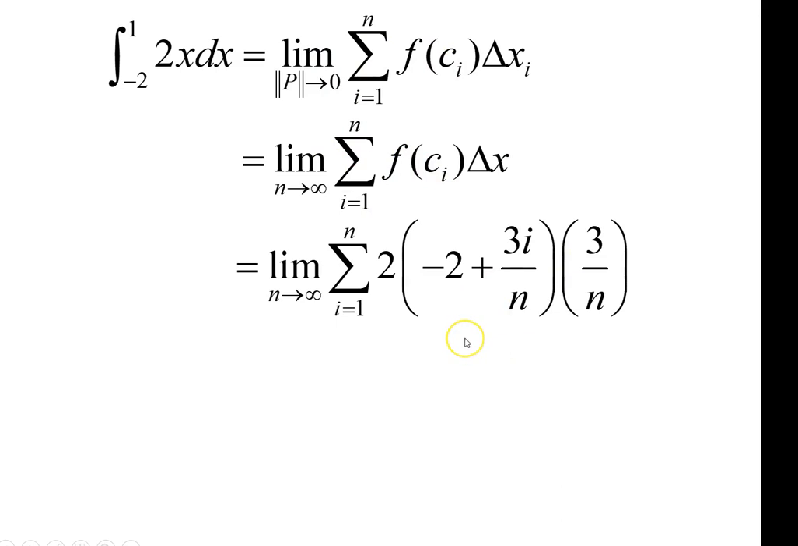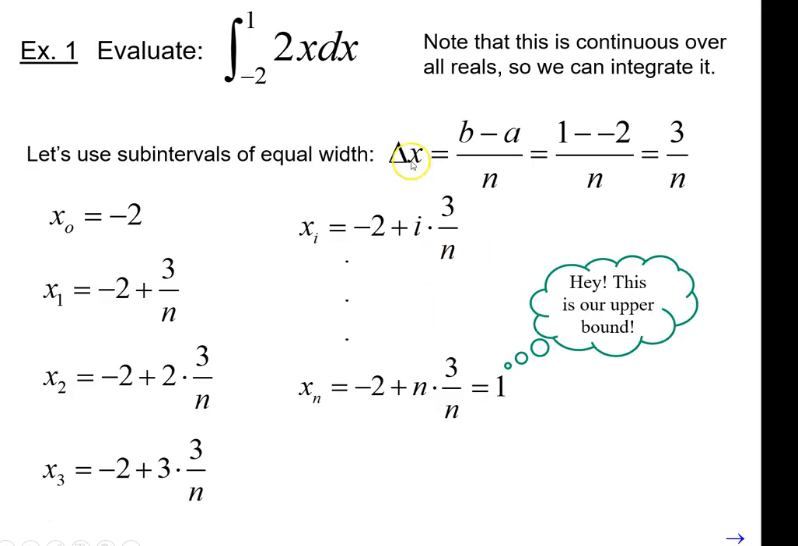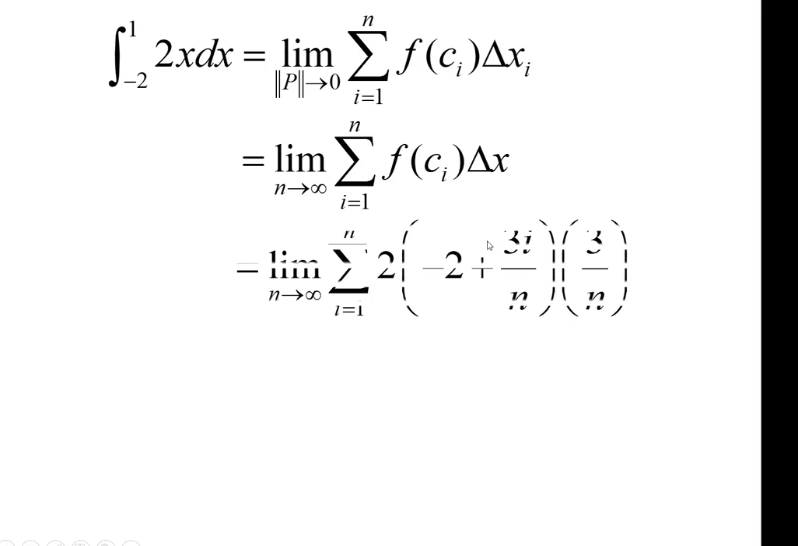If we put all of this together, though, remember what we did. We put the x sub i expression in place of the x for our function. Remember what our function was. Our function was 2x. So in place of the x, I'm putting this x sub i expression times the width of each rectangle, 3 over n. We're going to take the summation from 1 to n, and then we're going to take the limit as n goes to infinity. So remember all those summation rules we talked about.